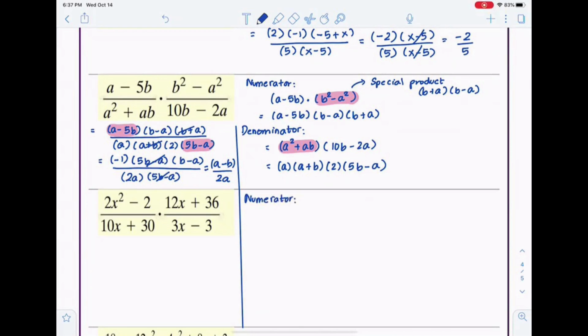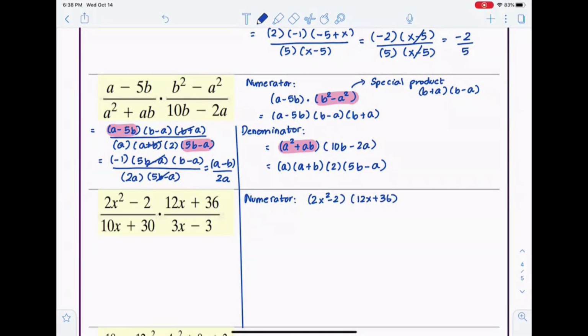If you have a good amount of practice, you don't have to do it separately. I'm doing it this way so that you understand, and the more you practice, you don't have to separate them. I don't separate them. I just know and do it right away. So practice will make you perfect. So numerator, we have 2x squared minus 2 multiplied by 12x plus 36.